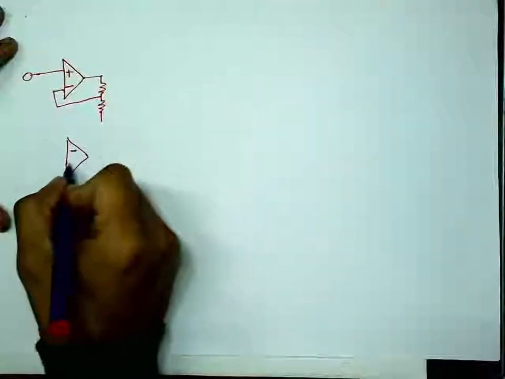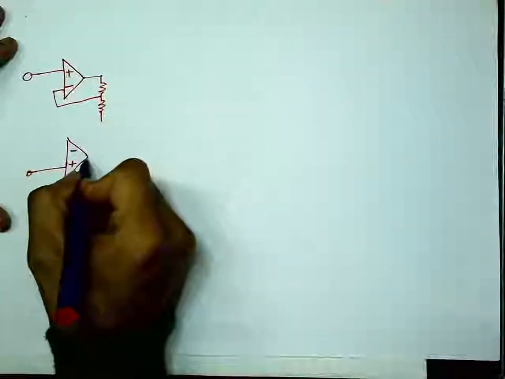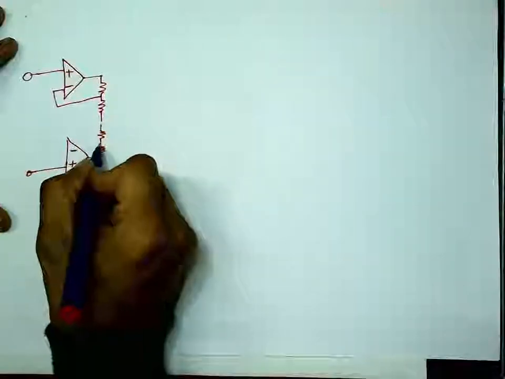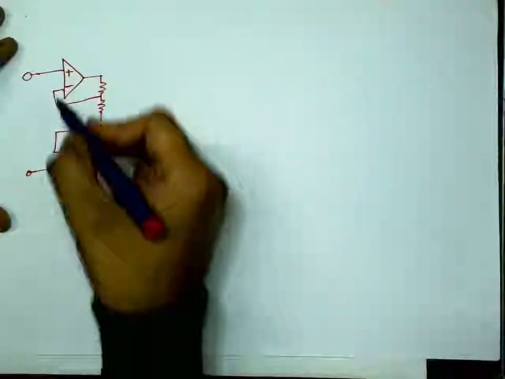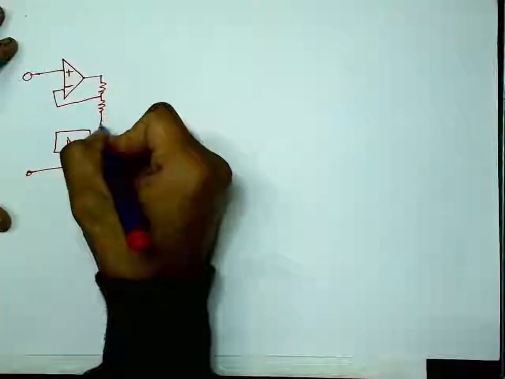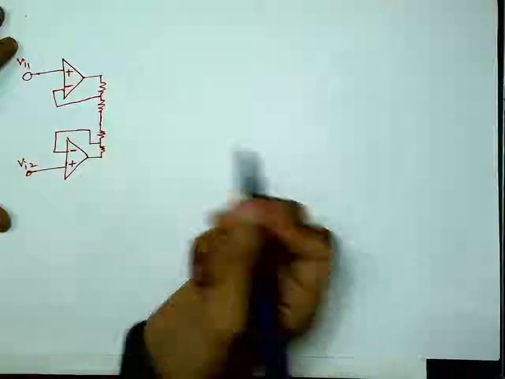So I have minus here, plus down, this is the other input, and here I need this potential divider, that means two resistances, and from here I feed it back. Be careful about plus and minus here, and these two terminals I join together. If I call it VI1 and this VI2, it's very simple.